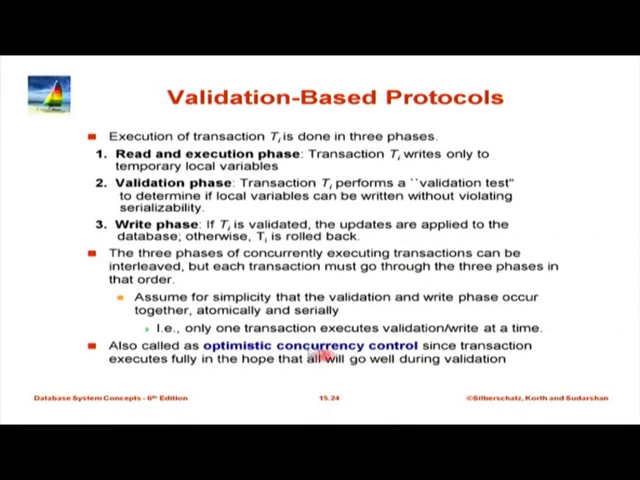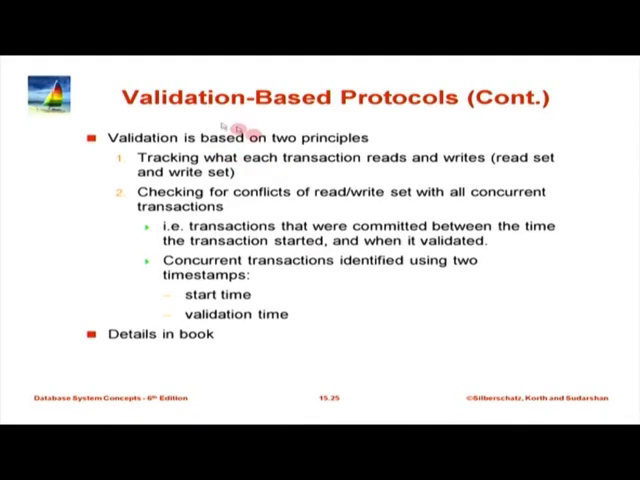This protocol is also called the optimistic concurrency control protocol, since as long as the transaction is running, it's never blocked. It keeps running optimistically, assuming that all will go well during validation. Now the actual validation is based on two principles. As I said, you want to track what each transaction read and wrote. So the read set and the write set of every transaction is kept track of. Now the validation check will check for conflicts of read-write with all concurrent transactions.